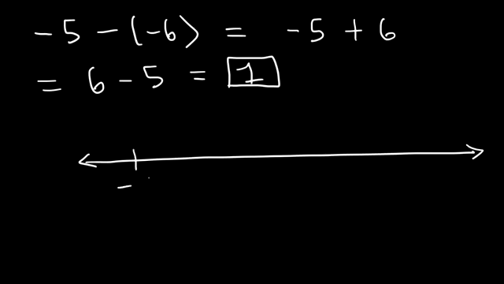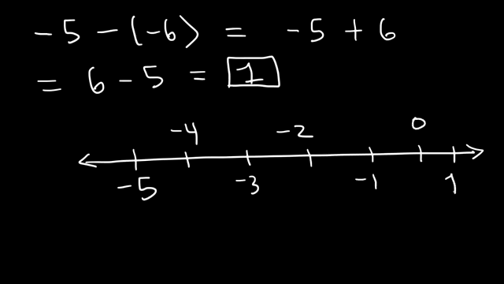So using a number line, let's add 6 to negative 5. So this is negative 4, negative 3, and this is going to go all the way to positive 1. So we're going to get the same answer. So now you know how to add and subtract positive and negative integers.